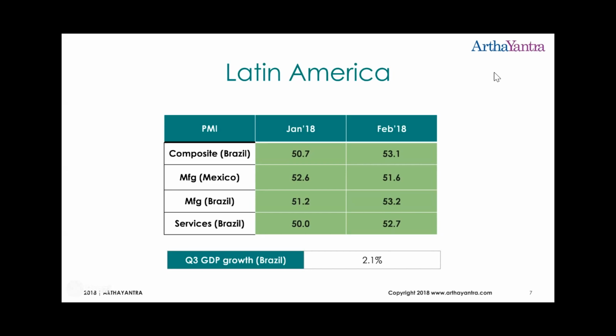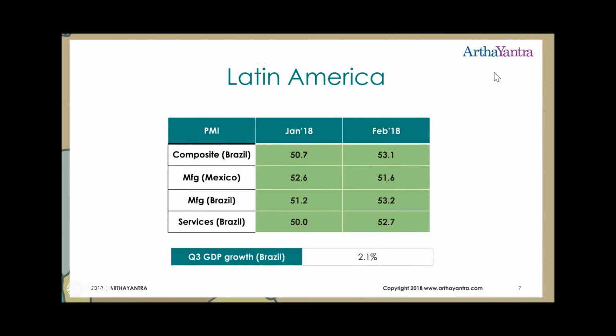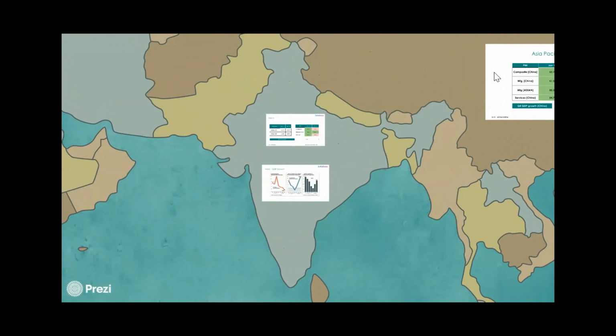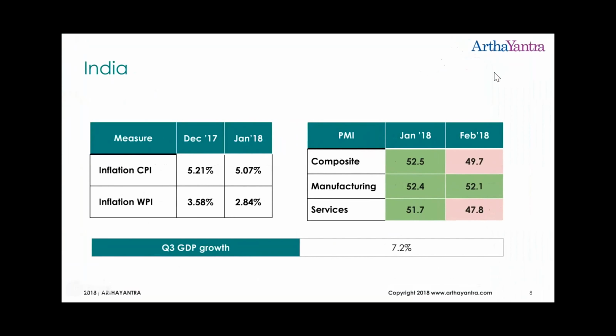Now, when we look at India, services is India's biggest driver. And in the month of February, services has declined. While India's GDP grew by 7.2% in the quarter that ended in December, this was a reflection of the Indian economy adopting the changes of the GST as well as overcoming the shock of the demonetization.